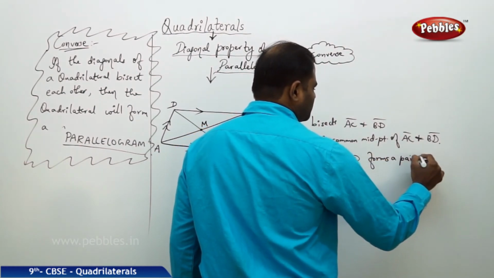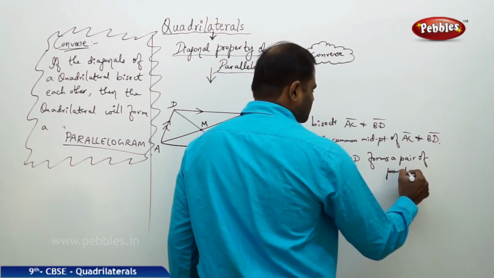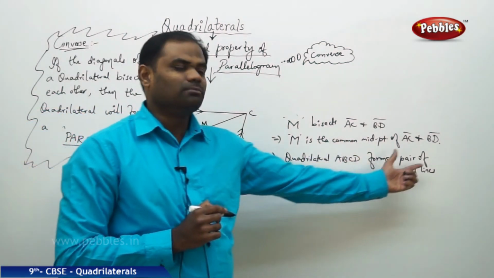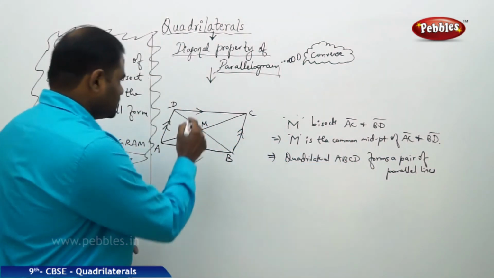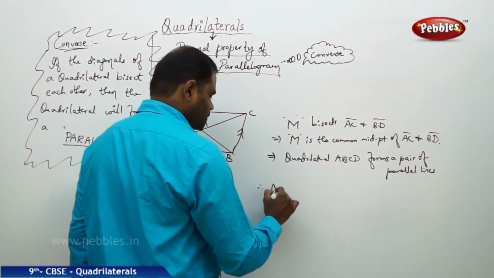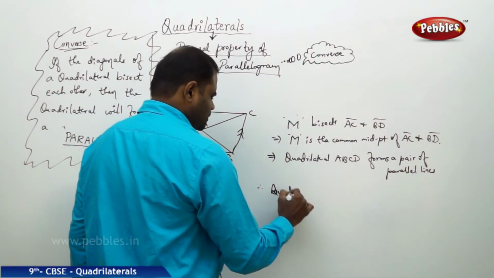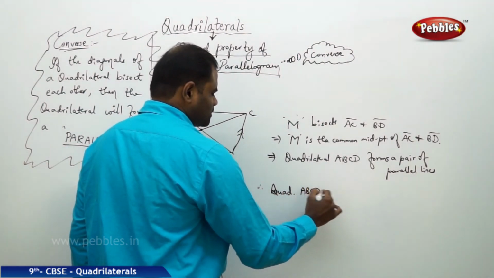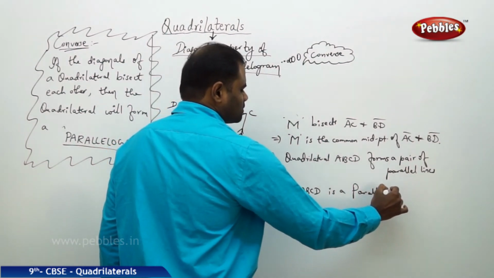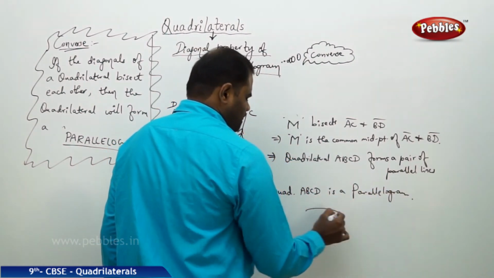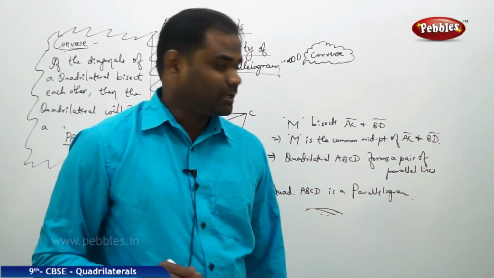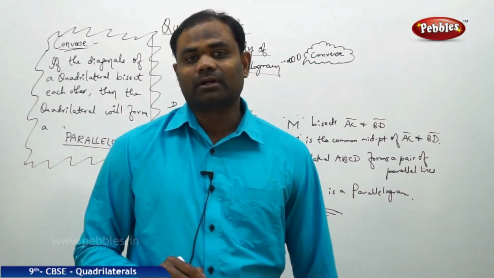a pair of parallel lines. Quadrilateral ABCD forms a pair of parallel lines, this being parallel to this and this being parallel to this. Therefore, quadrilateral ABCD is now called a parallelogram. Now I can call my quadrilateral ABCD a parallelogram.